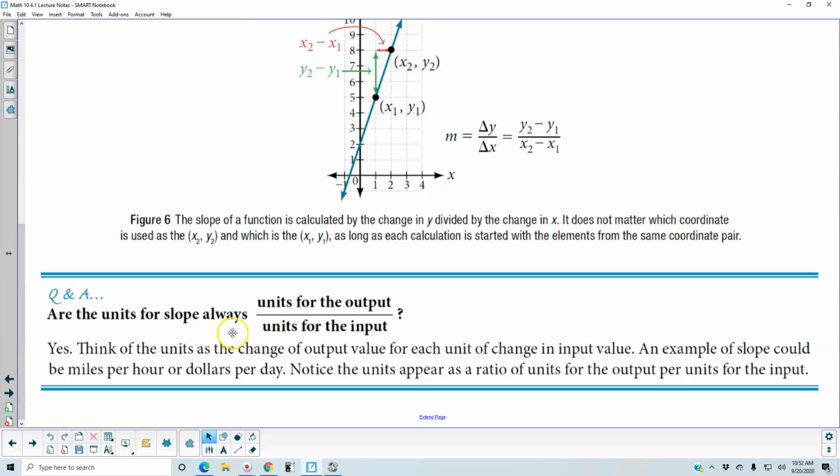Now, are the units for slope always the units for the output over the units for the input? And the answer is yes. Think of the units as the change of output value for each unit of change in input value. An example of slope could be miles per hour or dollars per day. Notice that the units appear as a ratio of units for the output per units for the input.